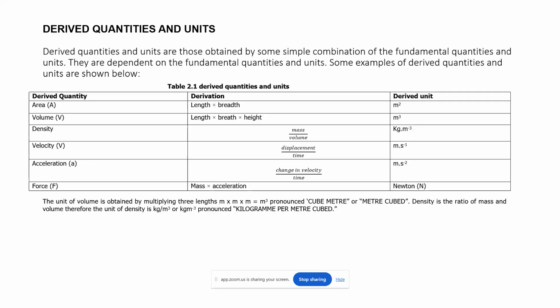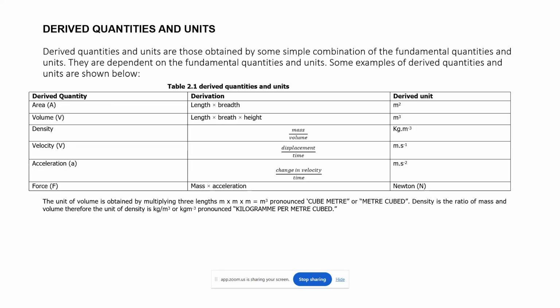Now, we have defined fundamental quantities as those quantities that are independent of other quantities. However, derived quantities are those units that are obtained by simple combination of our fundamental quantities and units. So here we're going to be taking a practical example. Here on my screen, we have derived quantities, and we're going to be seeing how these derived quantities are gotten from fundamental quantities. So our first example here is area.